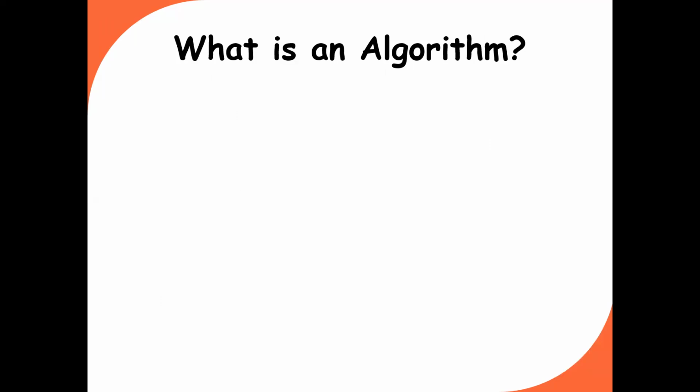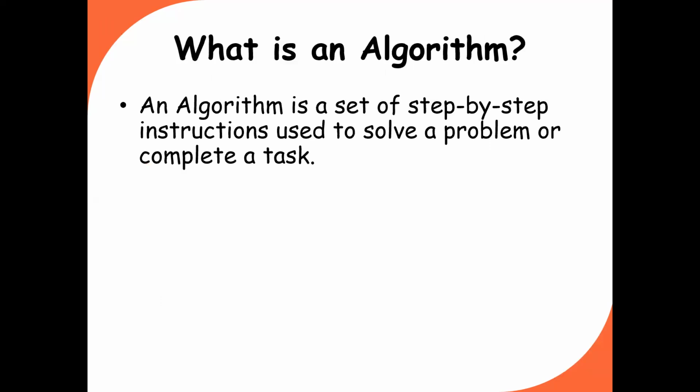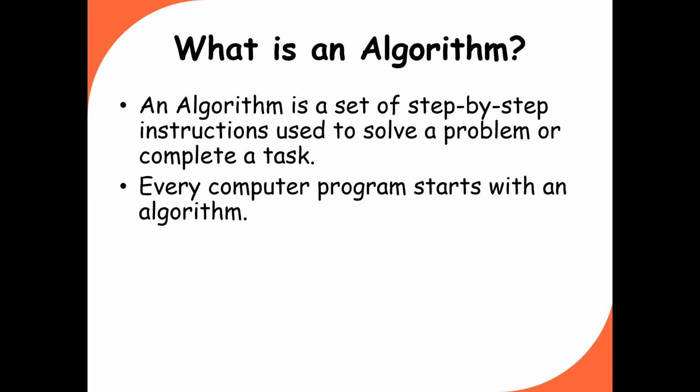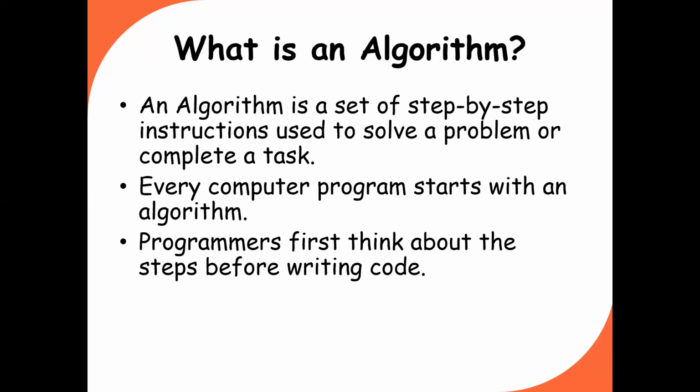In our previous lesson, we defined an algorithm as a set of step-by-step instructions used to solve a problem or complete a task. So consider an algorithm as your master plan. Every computer program starts with an algorithm. Programmers first think about the steps before writing code. So that is your plan. You need to know the problem you are trying to solve. After that, come up with a plan. That plan will serve as an algorithm.